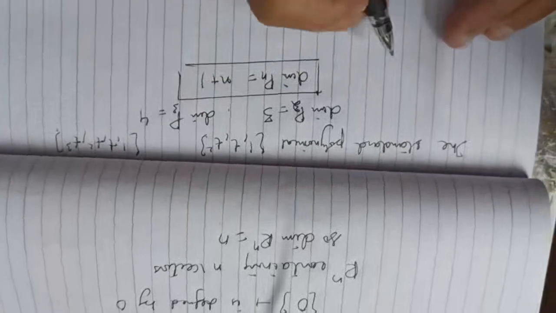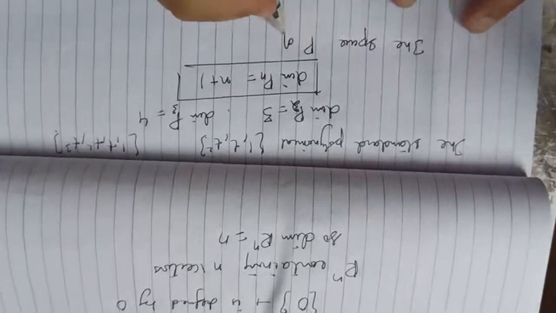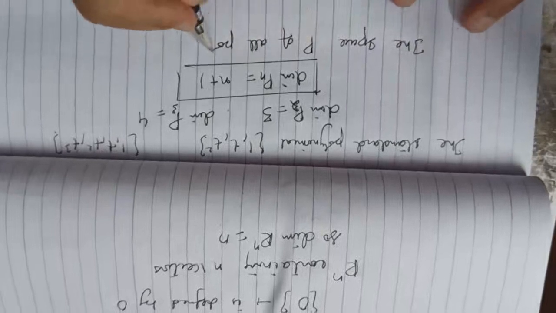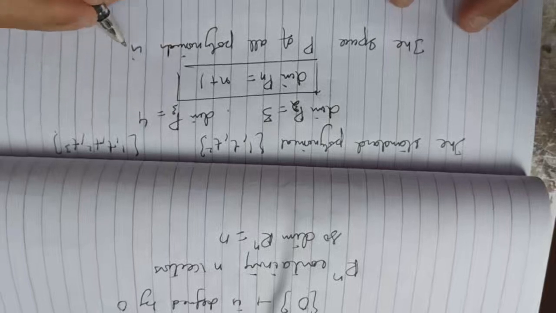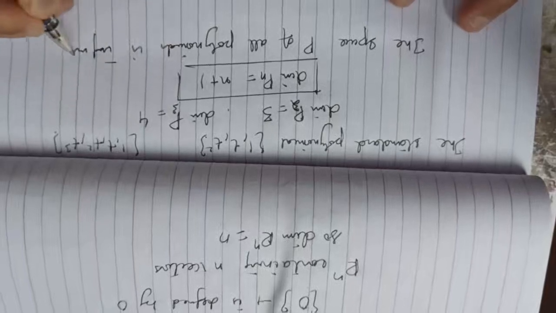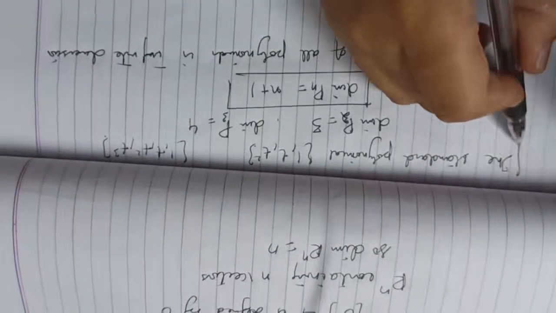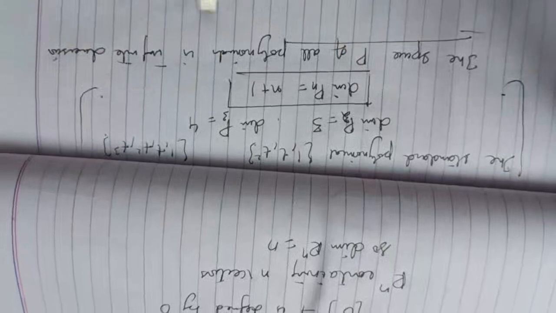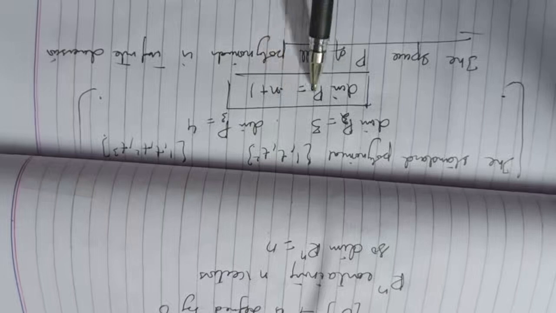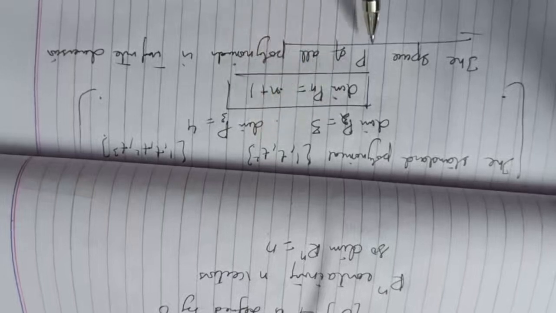And the space P of all polynomials is infinite dimensional. So these are finite dimensions, and the set of all polynomials will be infinite dimensional, because then you require an infinite number of polynomials to express any polynomial p.